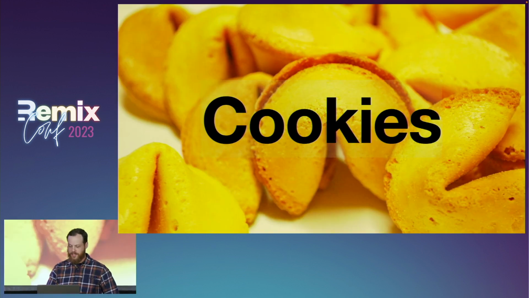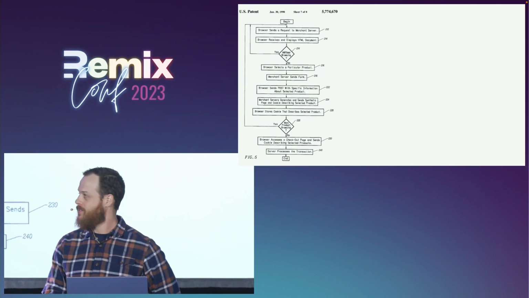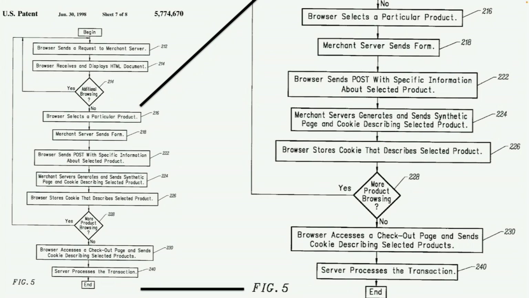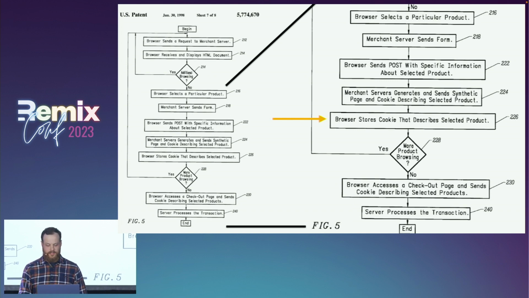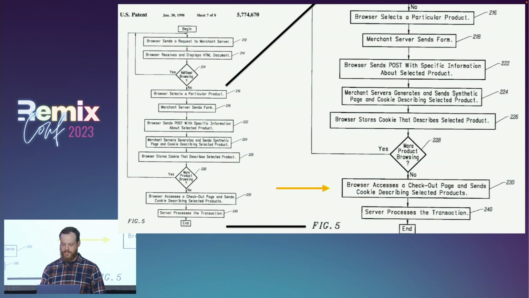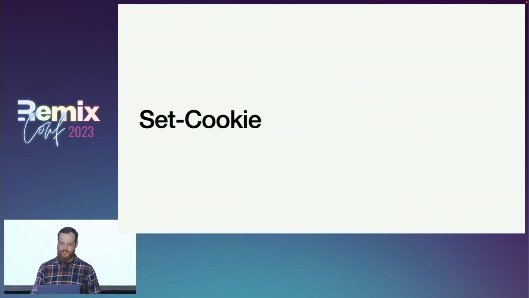So let's take a look at the cookie. This is actually the original patent for the cookie. We can zoom in here a little bit, and you can see right away that it's exactly what you would expect. From the very original concept of the cookie, it is basically what we have today. A browser sends a post request about some product, let's say, that you're interested in adding to your cart. The server generates some wrapper about the cookie and returns it. The browser stores that cookie about the product. As you keep browsing, it'll store more cookies. Then if you're done, you go to a checkout page and it sends all those cookies along so the server can process the transaction.